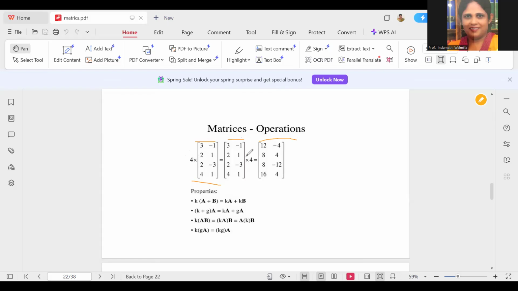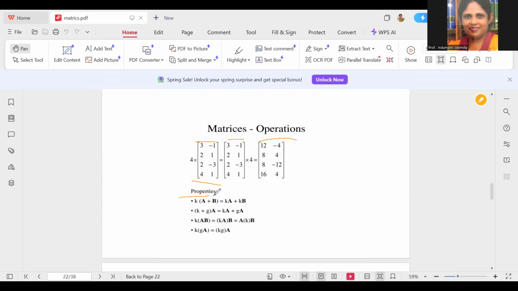So 4 into 3, 12. 4 into minus 1, minus 4. 4 into 2, 8. 4 into 1, 4. You can see I have pointed it out with my pen. 2 into 4, 8. Minus 3 into 4, minus 12. 4 into 4, 16. 1 into 4, 4.